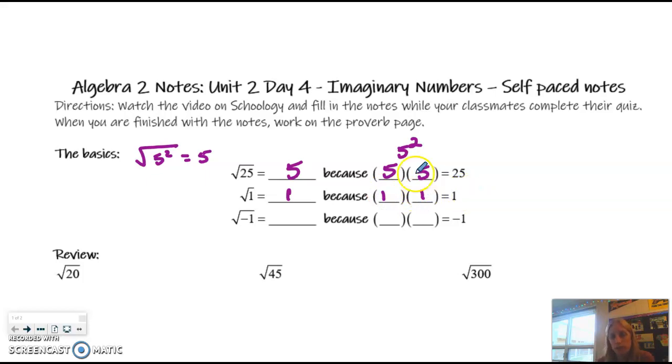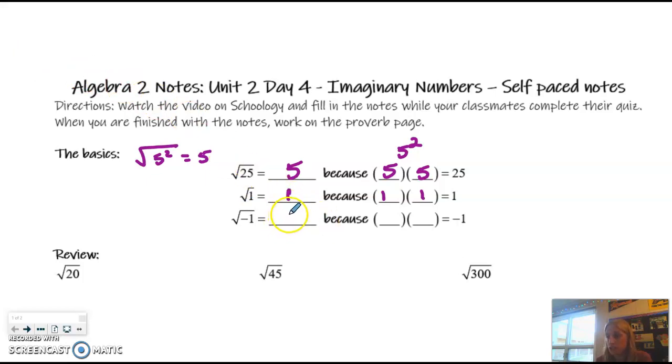But here's the new piece. Square root of negative 1. The problem is we don't have a number that when you multiply it by itself, it equals negative 1. If I do 1 times 1 is negative 1. Or sorry, 1 times 1 is 1. If I do negative 1 times negative 1, it's still 1. We don't have a number that I can multiply by itself to be negative 1.